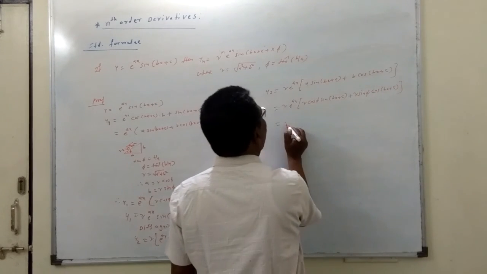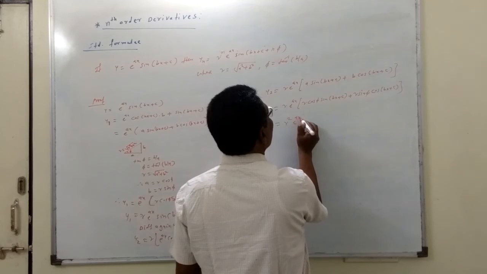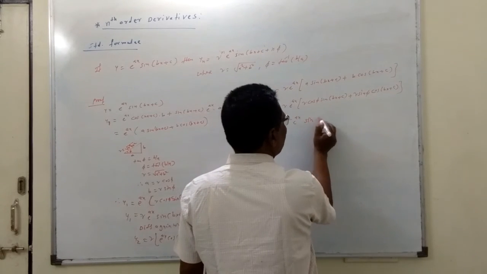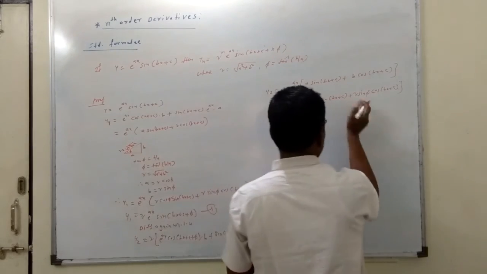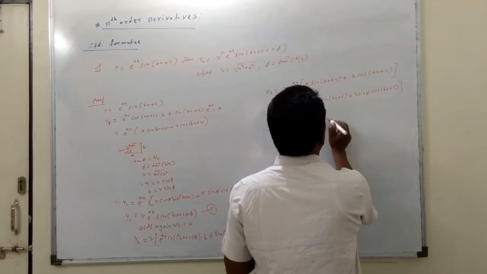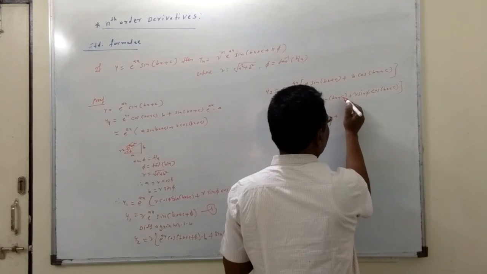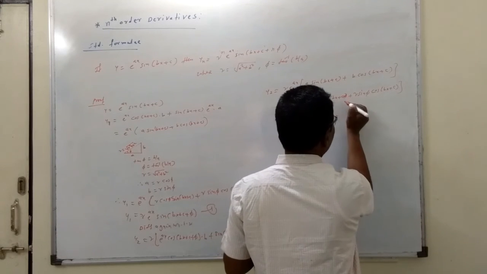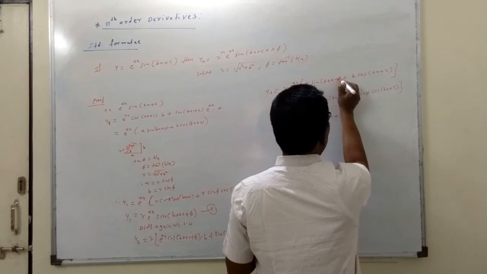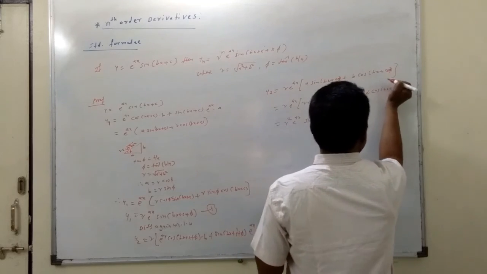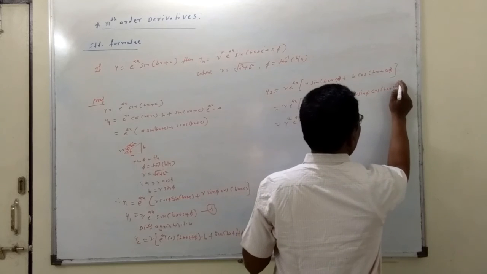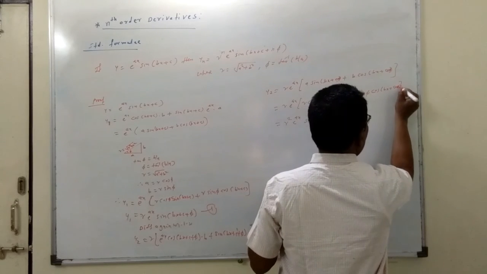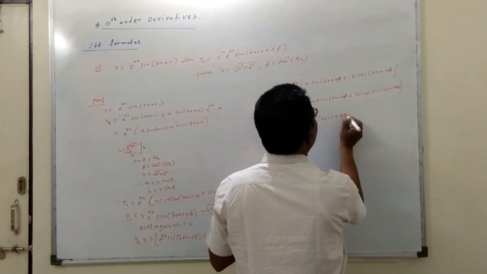So that is equal to r² e raised to ax sin(bx + c + φ + φ). Here we are using the formula sin A cos B plus cos A sin B. So bx + c + φ plus φ, φ plus φ will get 2φ.